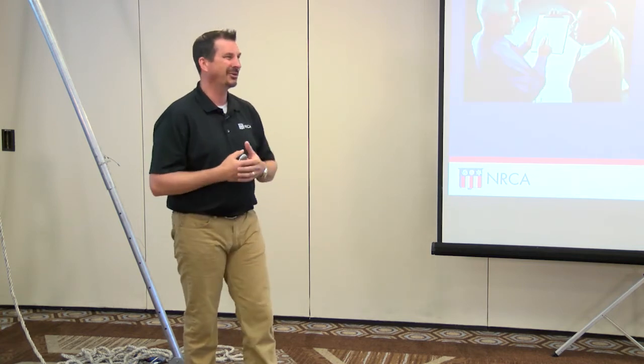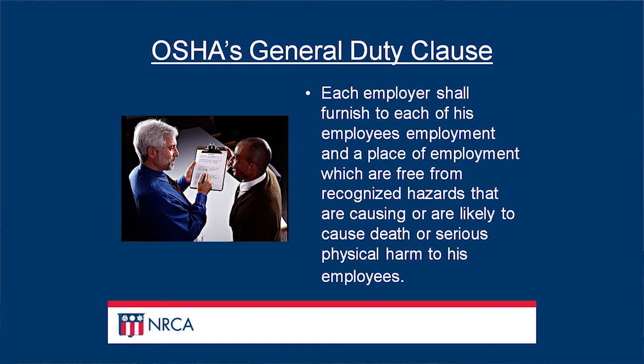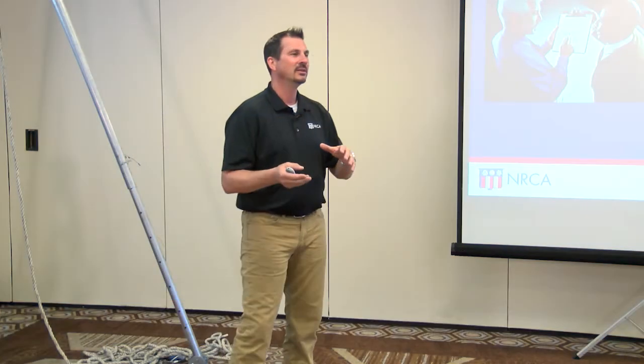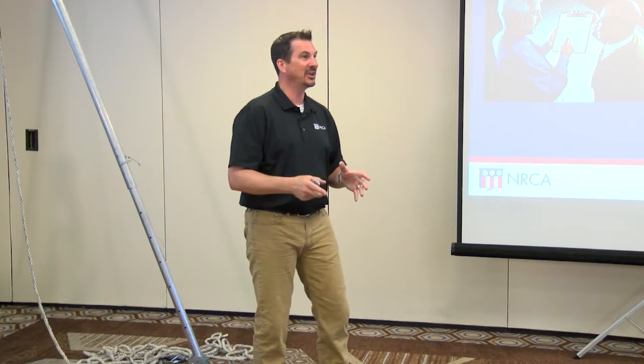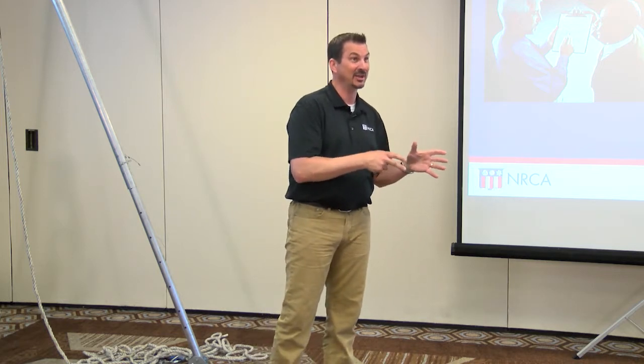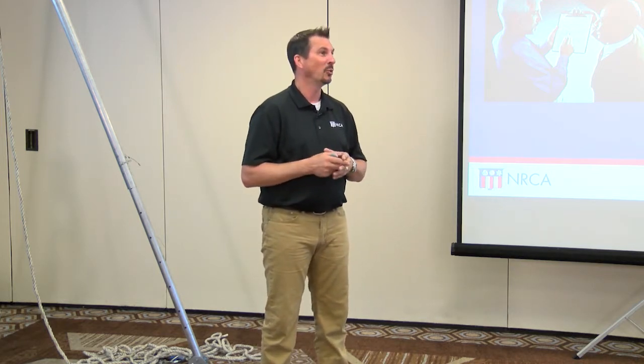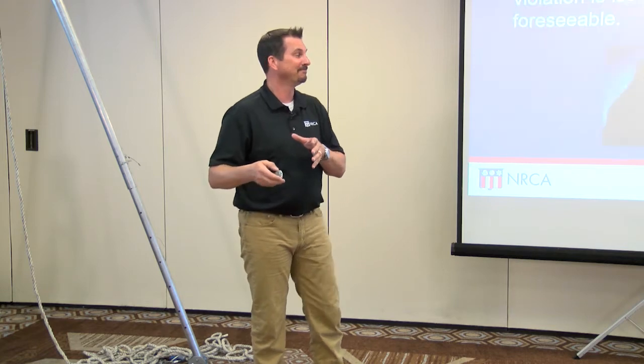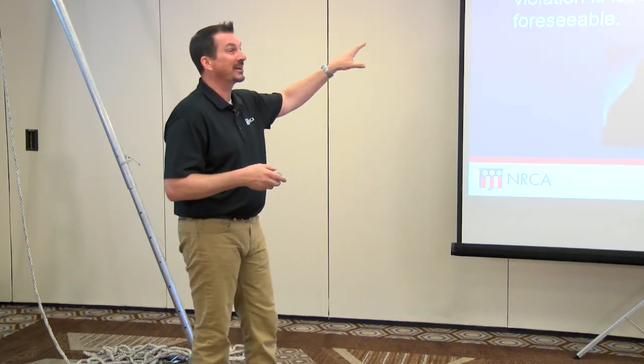So first off, in order to understand why a JHA is necessary, we have to look at OSHA's general duty clause. Each employer shall furnish employees employment and a place of employment which are free from recognized hazards that are causing or likely to cause death or serious physical harm to its employees. So the big thing here is that if we know that there might be something that potentially could harm our employees, we need to protect our workers against it. Okay, and that's this right here.